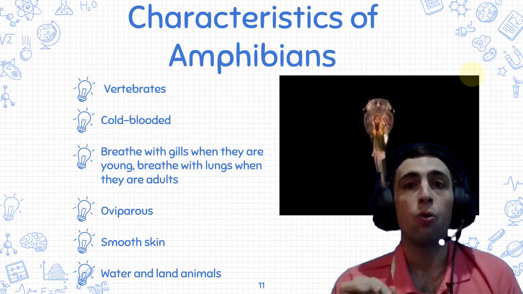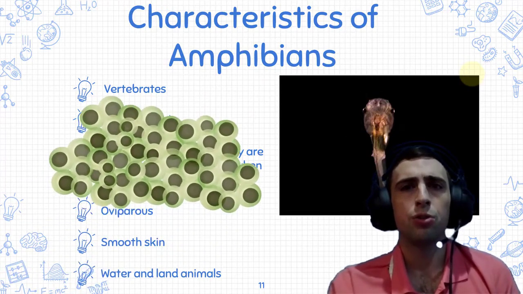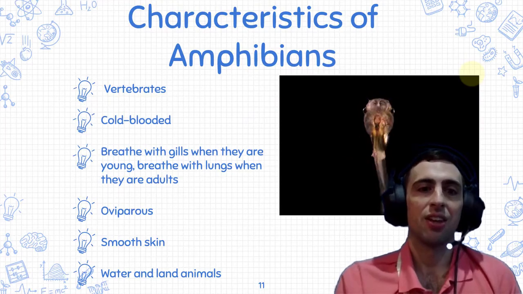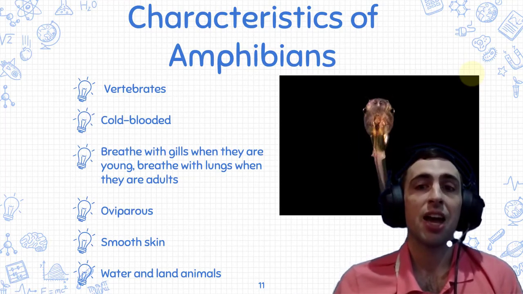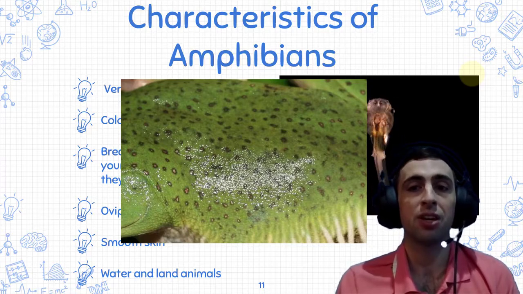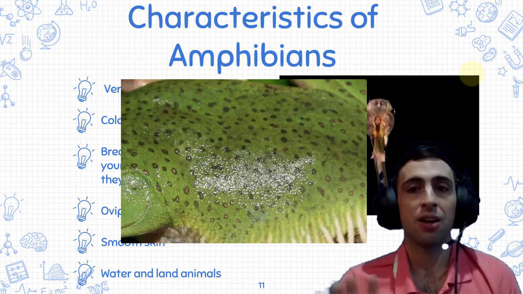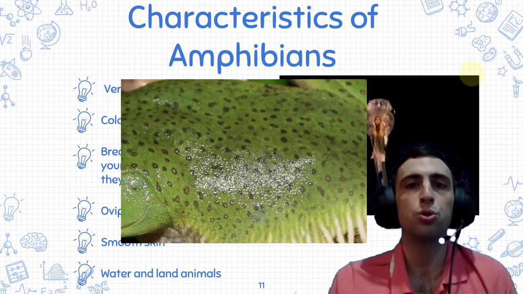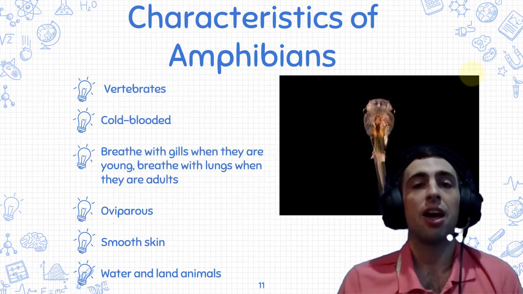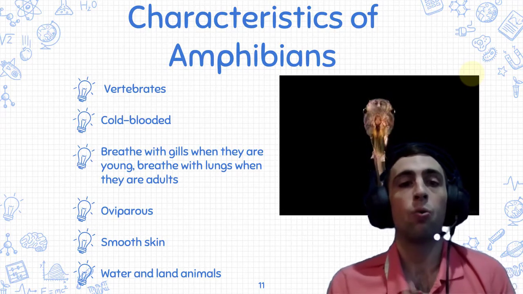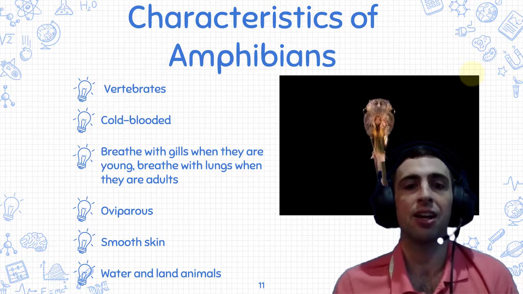Amphibians are oviparous. Do you remember what oviparous means? Amphibians have smooth skin. They are different from mammals and fish. They don't have fur and they don't have scales. They have smooth skin. And our last characteristic is amphibians are water and land animals.